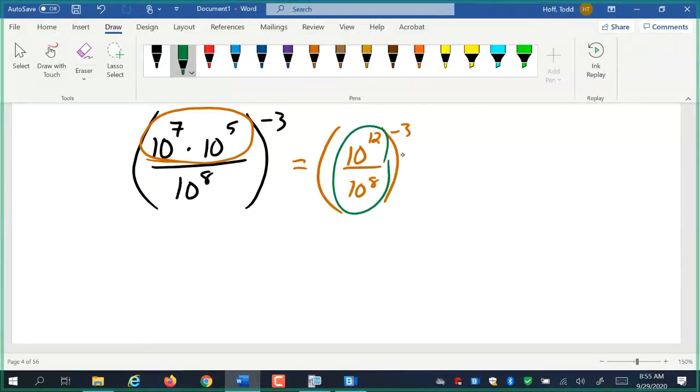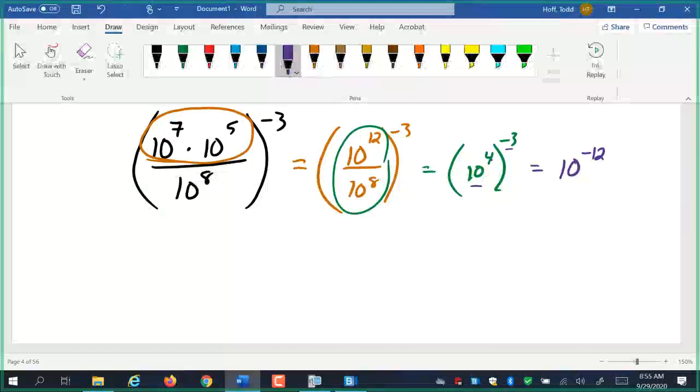Now we have to do the division. 10 to the 12th divided by 10 to the 8th. We subtract powers. 12 minus 8 is just 4. And now we have 10 to the 4th to the power of negative 3. 10 to the power of 4 times negative 3 is a negative 12.